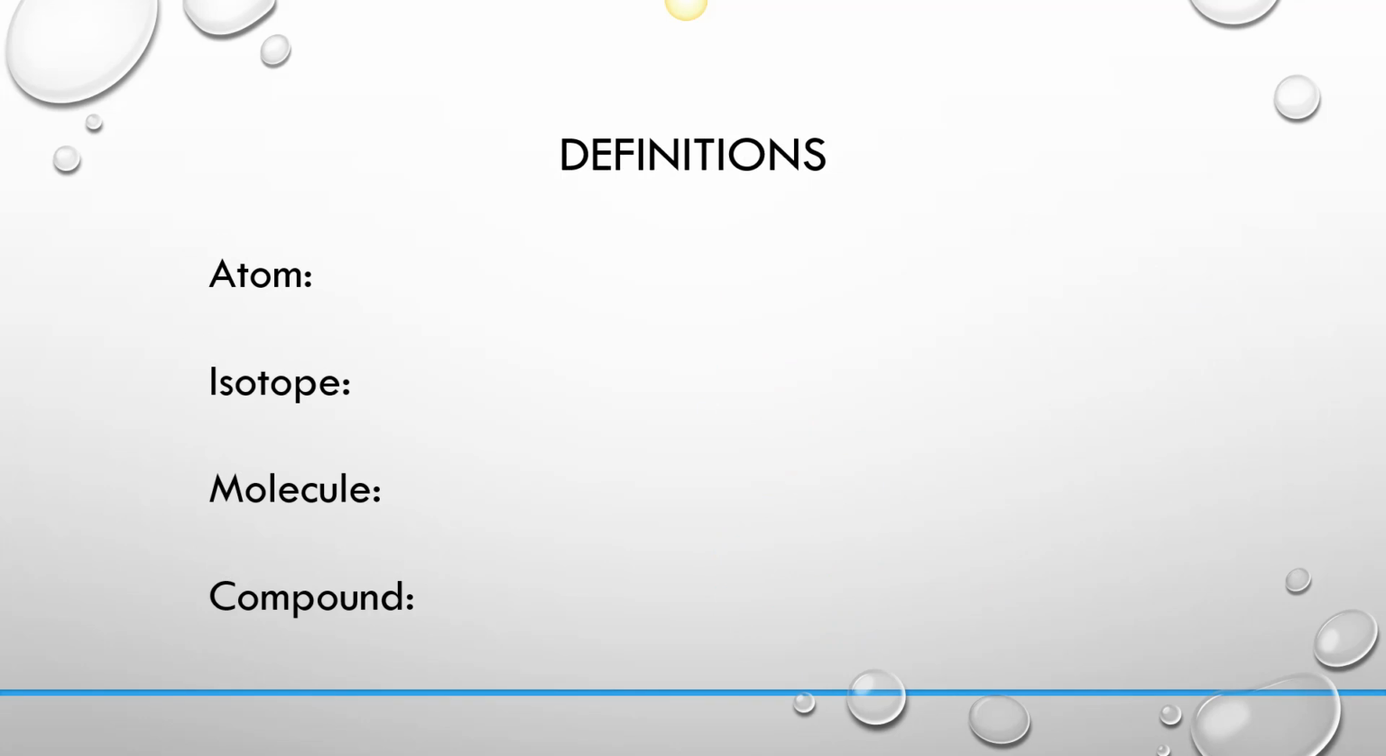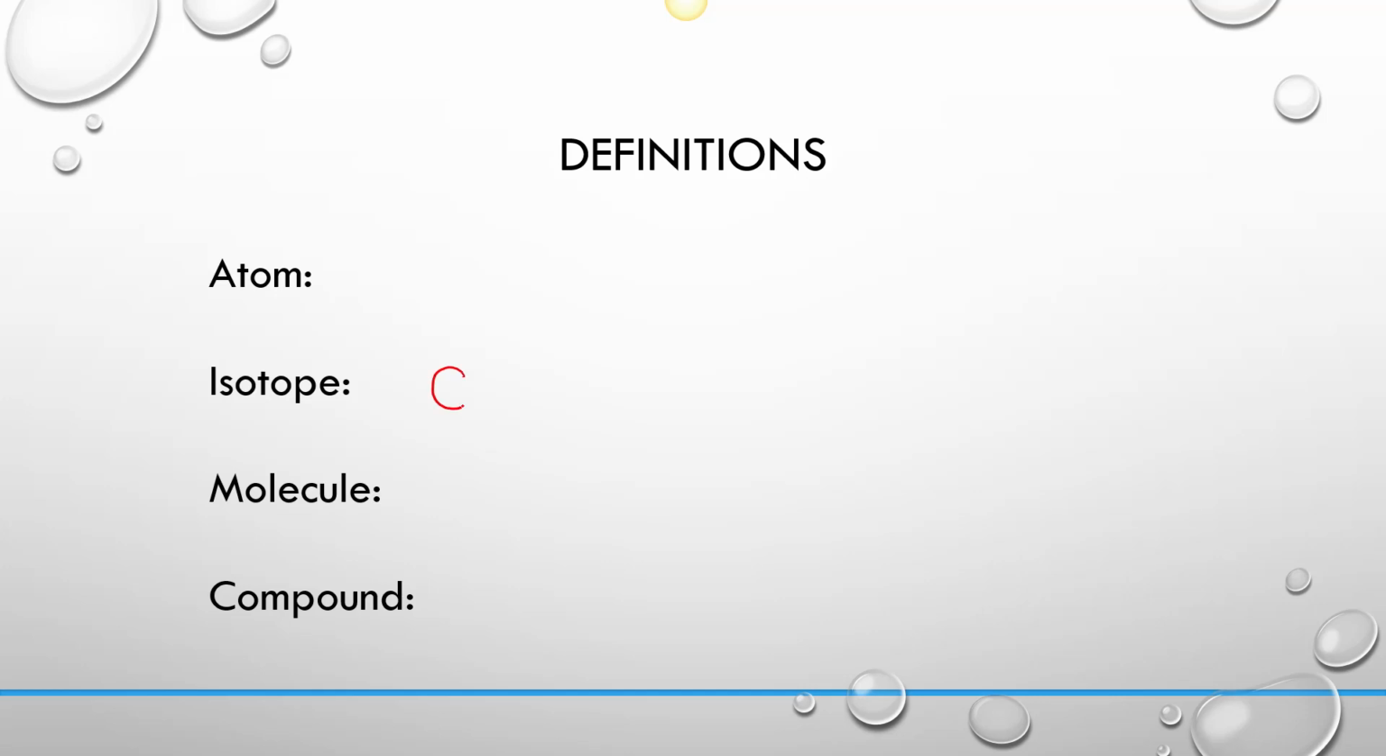So an atom is the building block of matter. An isotope is an atom with a different number of neutrons. So it has a different mass number. The number of neutrons changes. So an example of an isotope.